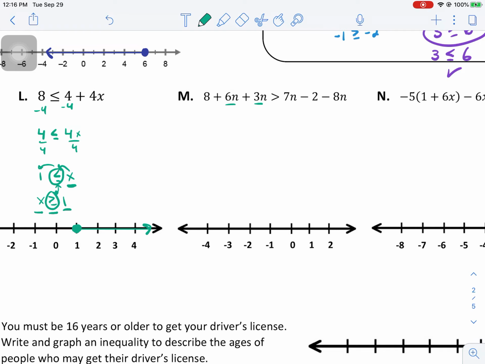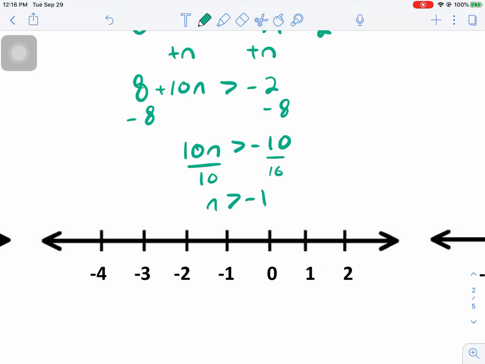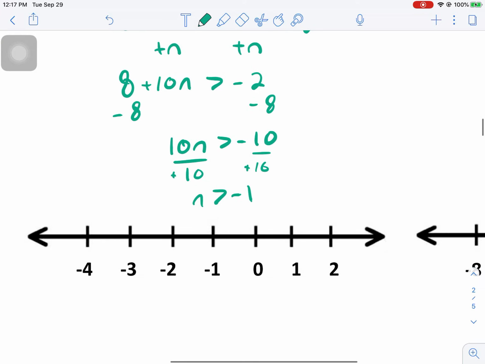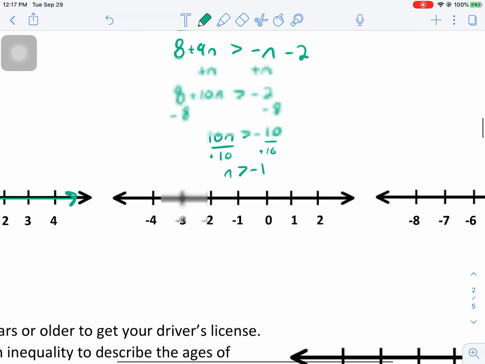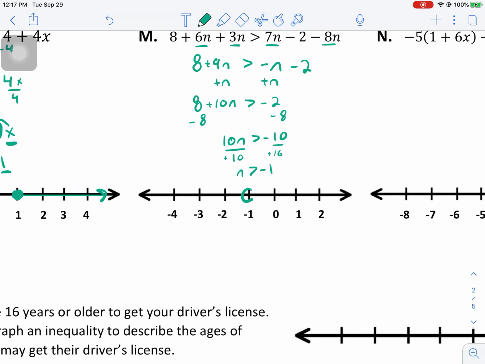All right, next example. So let's combine like terms first. 8 plus 9n is greater than 7n minus 8n gives us -n minus 2. Okay, let's keep our n's positive, so I'm going to add it over. 8 plus 10n is greater than -2, minus 8 from both sides. 10n is greater than -10, and then we divide by 10. We get n is greater than -1. Okay, notice no sign flip because this is a positive number we're dividing by. Even though this is negative, the operation that's being done is a positive value. Okay, so we have n greater than -1, so open circle at -1, and then we're going to go to the right.